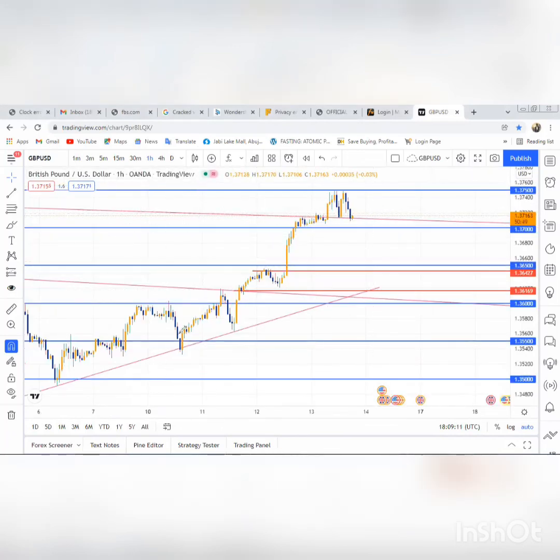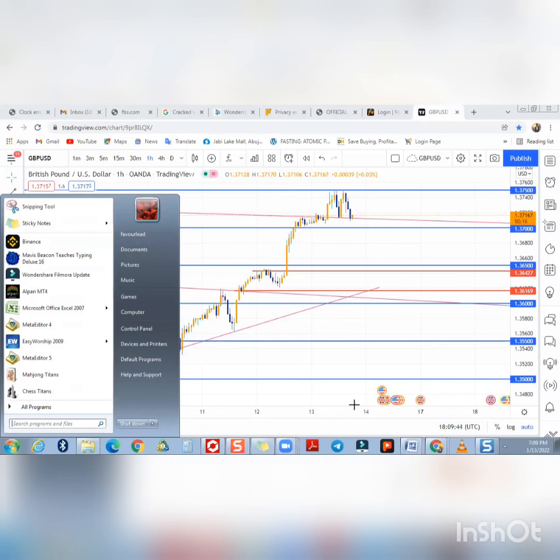Just take a look at this one. See the way it engulfed it. Take a look at this one, see the way it engulfed it. Look at this big candle, see the way it engulfed it, guys. So basically, these are some of the candlestick patterns that we look for at key levels, might be your area of support. Just make sure it's around your confluences, guys.